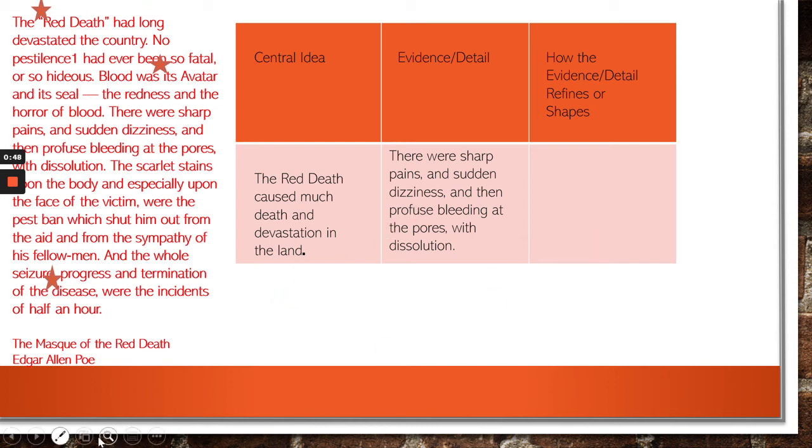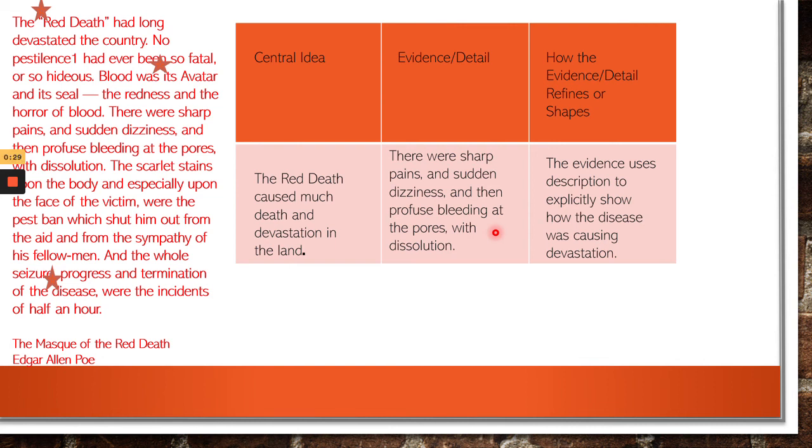And so what I put together was that with this particular piece of evidence or detail, it uses description. So it's really telling me a lot about what happens with the Red Death, when a person encounters this disease. So the evidence uses description to explicitly show how the disease was causing devastation. I could also see a little bit of cause and effect in there.